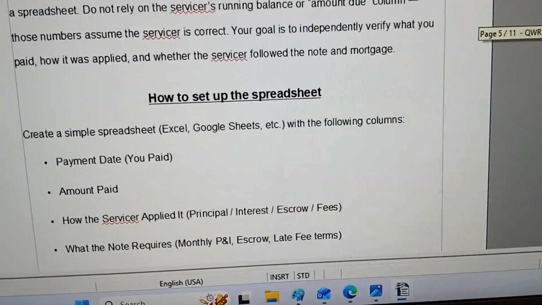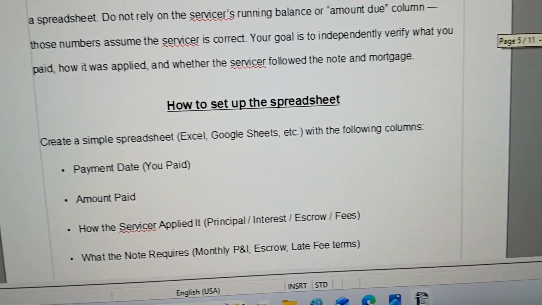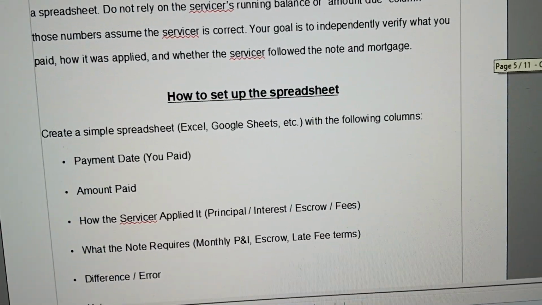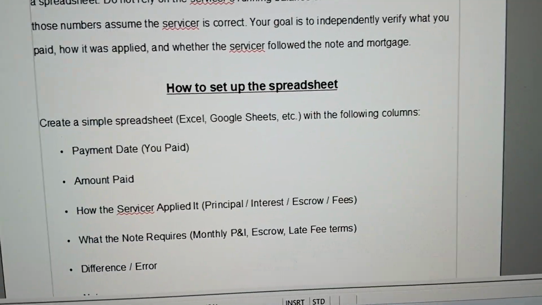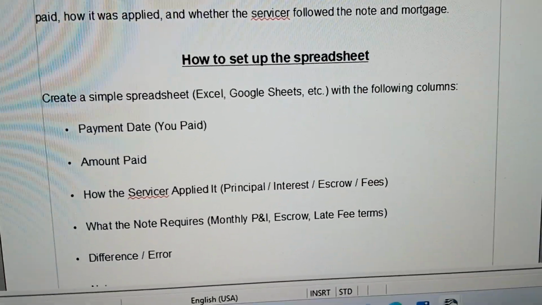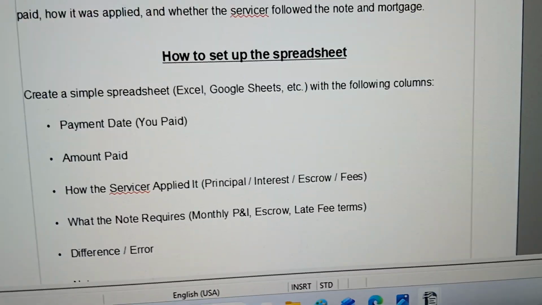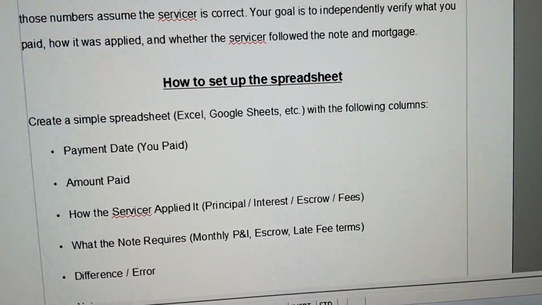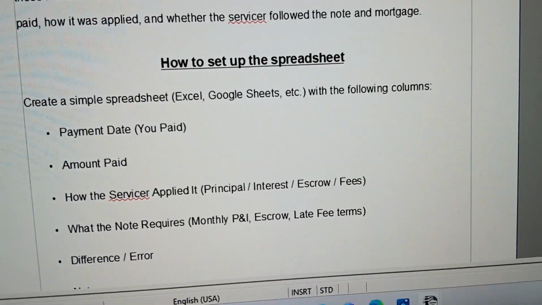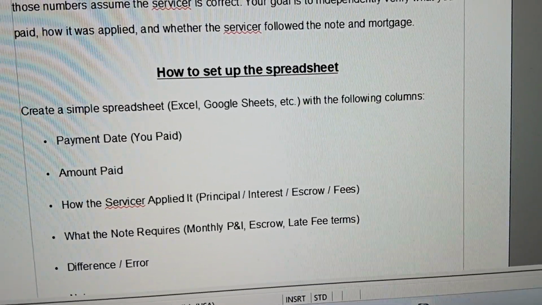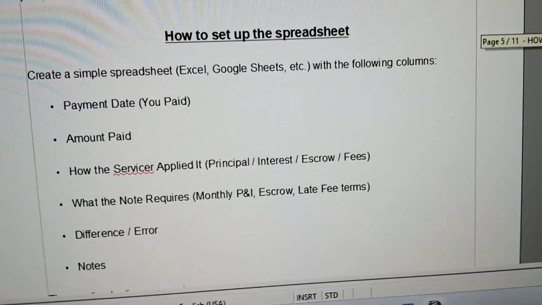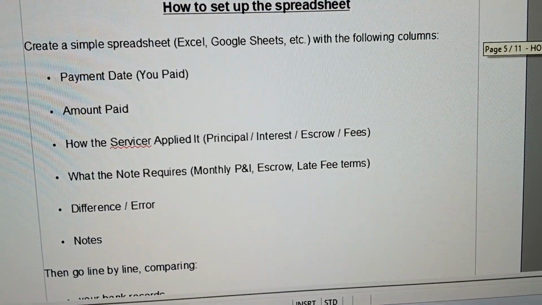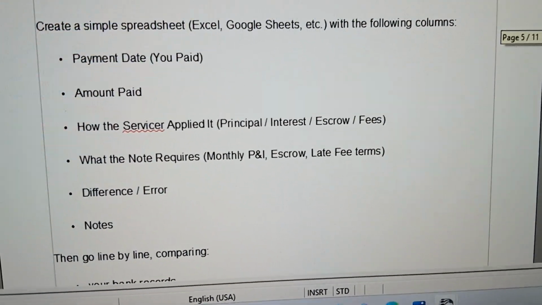Well, you want to create one using Excel or Google Sheets, or if you have OpenOffice, they have a way to do it there, or Microsoft Office. Anyway, you want to open up a spreadsheet and make your columns: the payment date that you paid, the amount paid, and how the servicer applied it to principal, interest, escrow, and fees. So you want a separate column for that: one for principal, a column for interest, a column for escrow, and a column for fees. Then a column for what the note requires. In other words, monthly principal and interest, escrow, late fee terms. And then you want a column for the difference or error, and a column for notes.